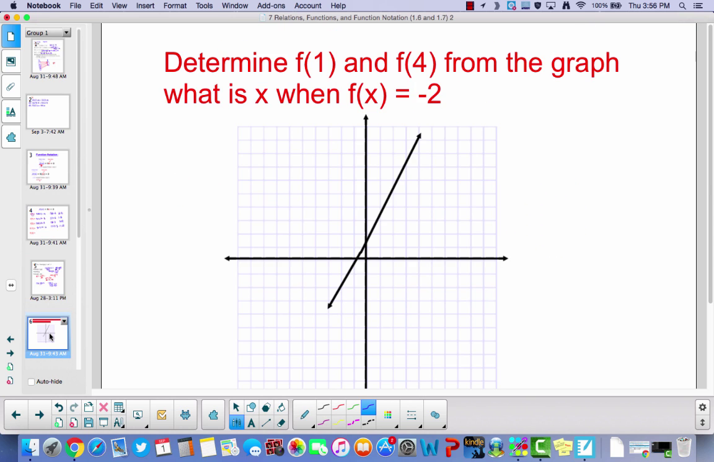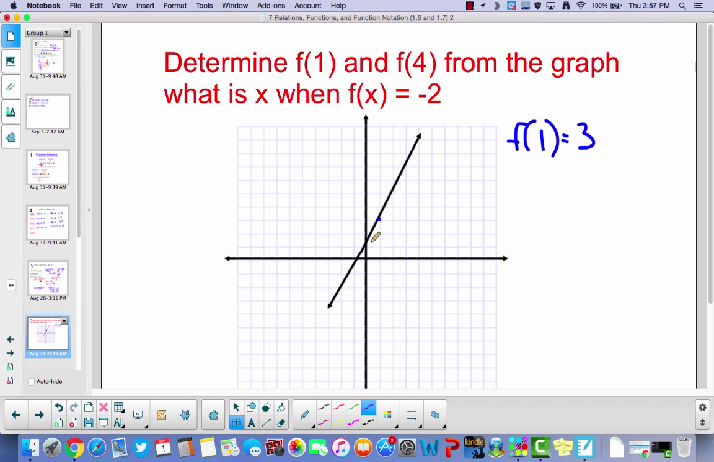We can also look at a function on a graph, and we can determine what our x value is, and we can determine what our y value is. Remember, f of 1 says find my y value when x is 1. So when x is 1, my y value looks like it's about 3. So f of 1 from our graph is 3.